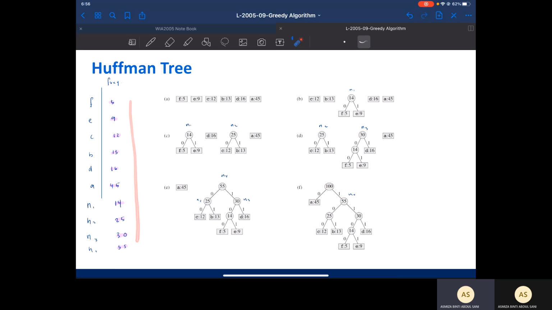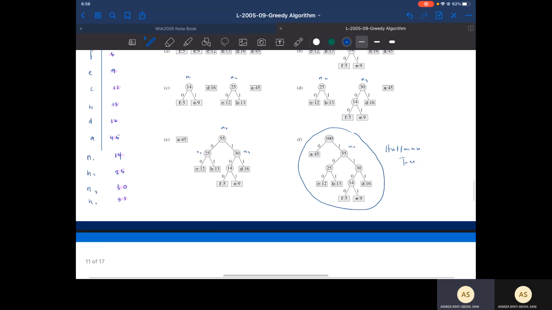Okay, so since we have taken all, this is your Huffman tree. Okay, so this is your Huffman tree. All right. So how do you create the encoding from this Huffman tree?